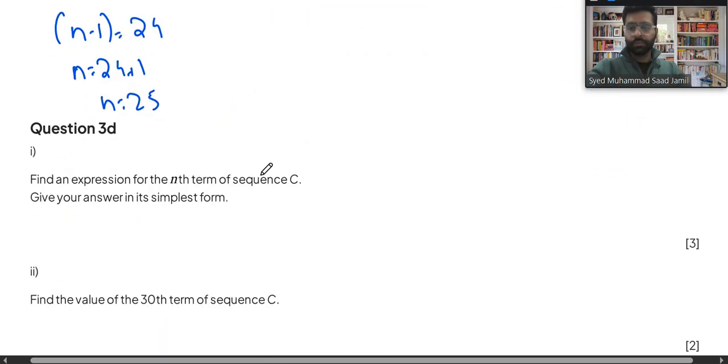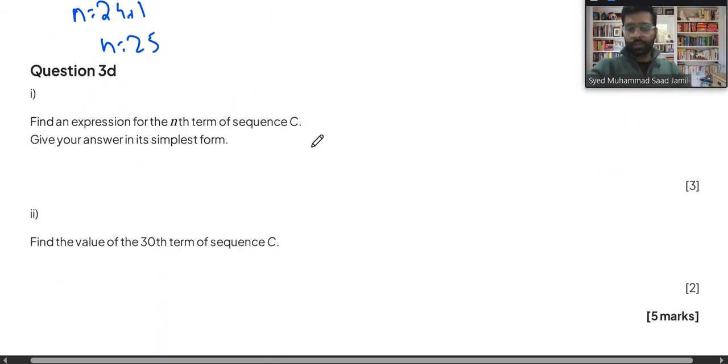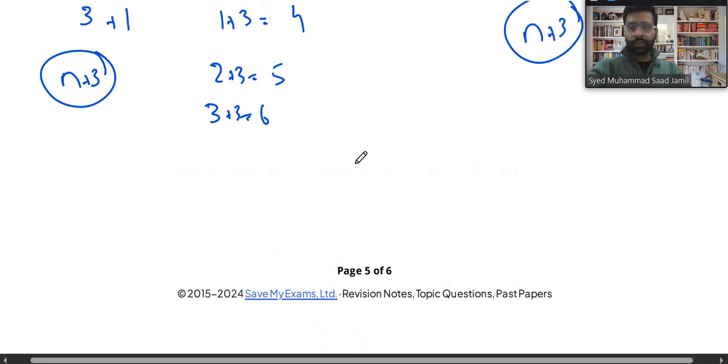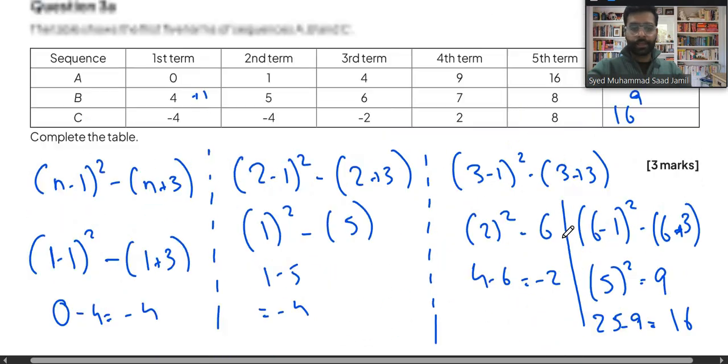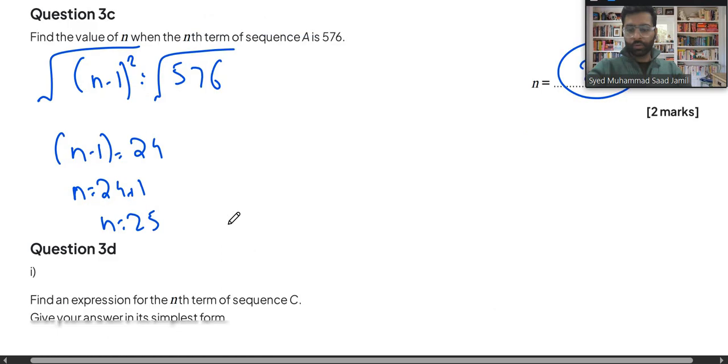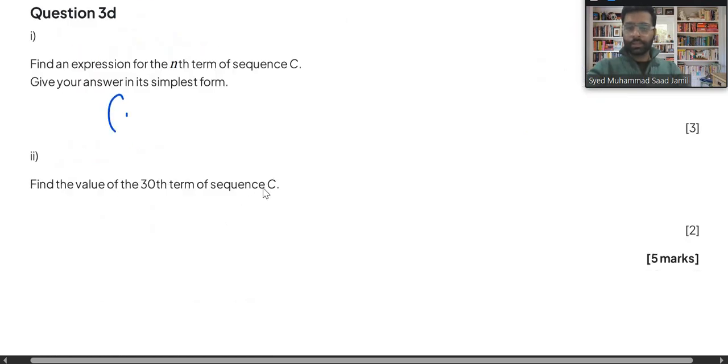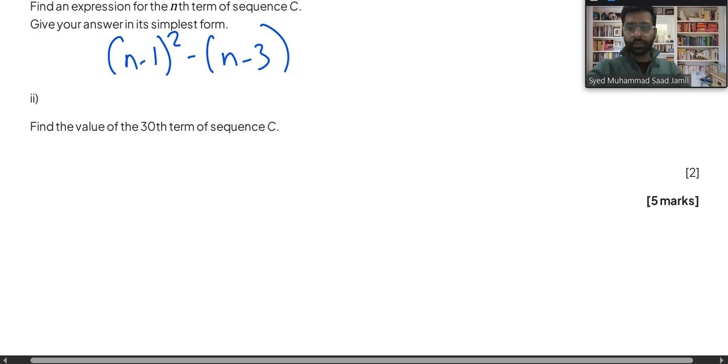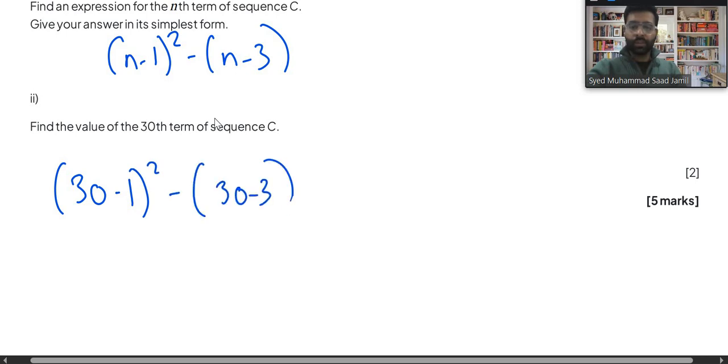Okay, guys. Then it says find an expression for the nth term of sequence C. So I already told you guys the expression. The expression is, let me go up here, (n minus 1) whole squared minus (n plus 3). Next question is find the value of the 30th term of the sequence. Alright, so this question means that in place of n I will just write 30. 30 minus 1 whole squared minus 30 minus 3. So this becomes 29 squared minus 27.